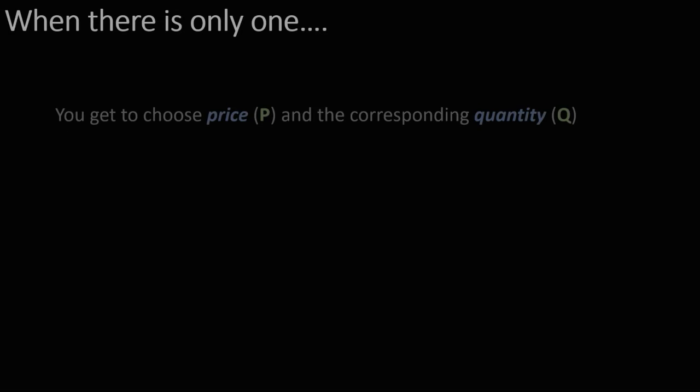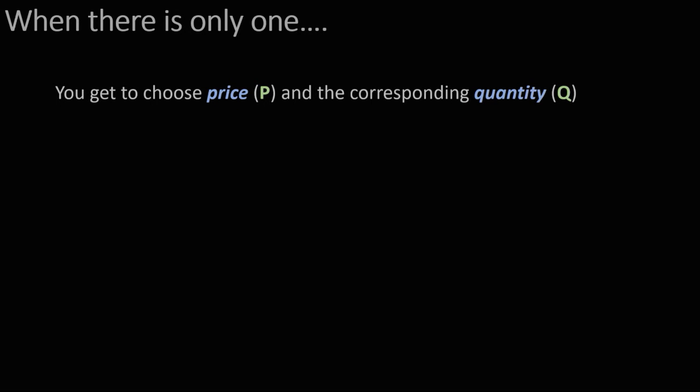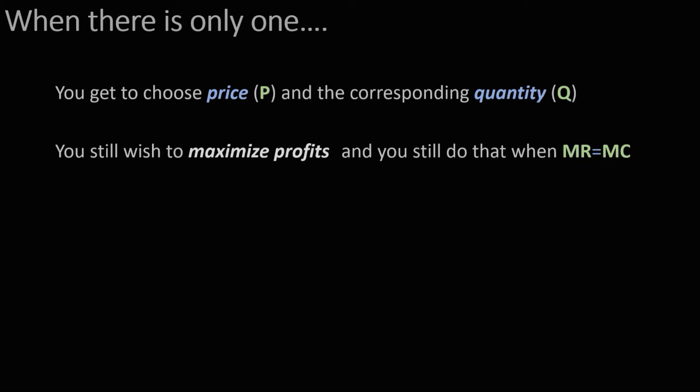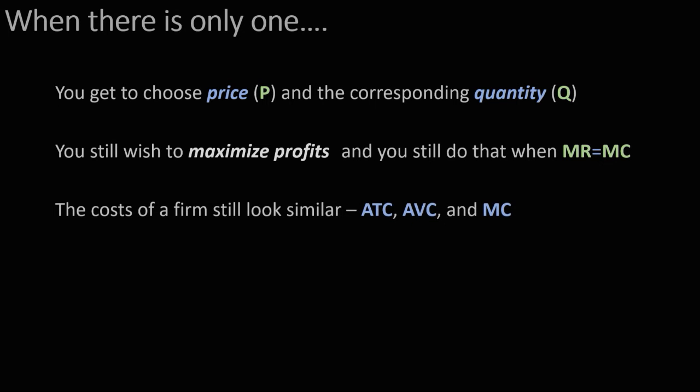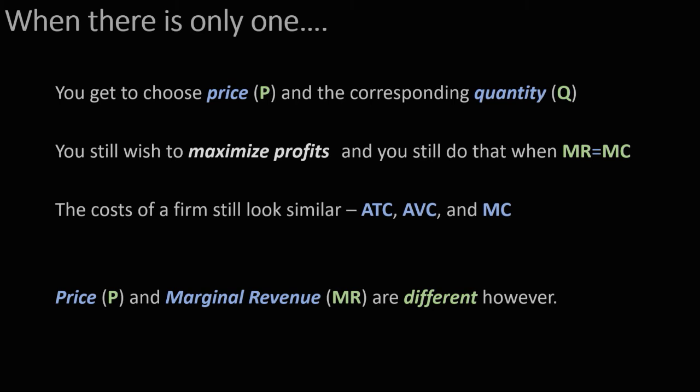So when there's only one, there's a few things we need to make note of. First, you choose price and the corresponding quantity. Obviously, when you change your price, the quantity that you sell is going to be influenced by that price change. You still wish to maximize profits, and so you're still going to look for that point where marginal revenue equals marginal cost. The cost still looks similar to the perfectly competitive market, so you're going to have a familiar average total cost, average variable cost, and marginal cost. However, price and marginal revenue are different.